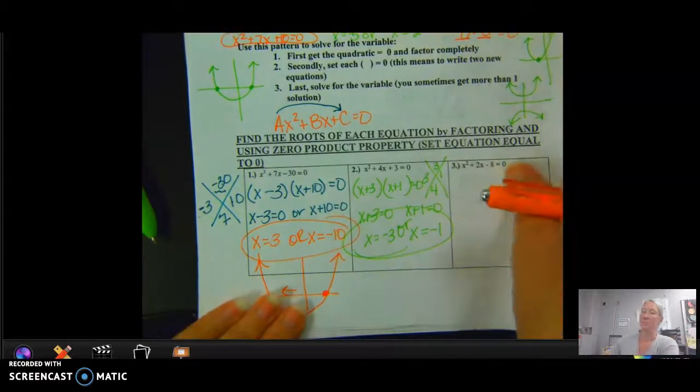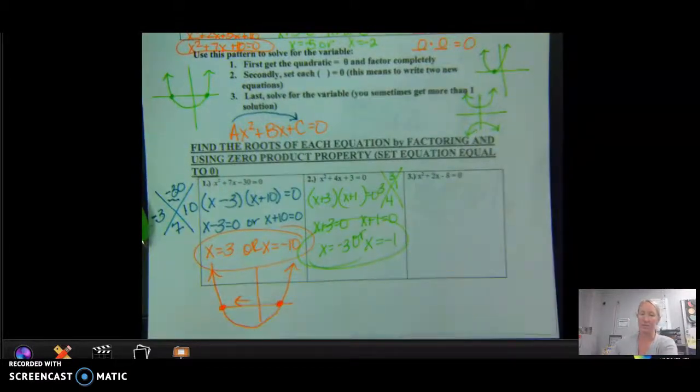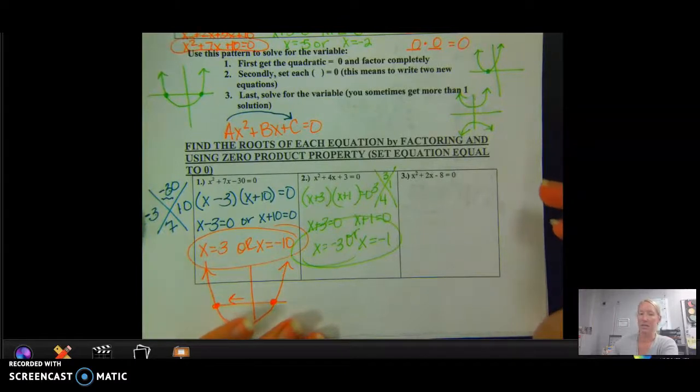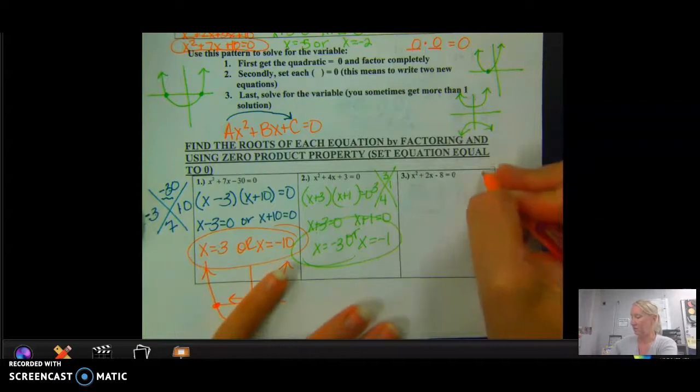Go ahead and pause me and try number 3 on your own. See if you can factor it, or see if you can crisscross and factor it. Then set it equal to 0 and solve for its x's. Okay, and then when you're done, unpause me, and then I will be going through it right now. So go ahead and pause.